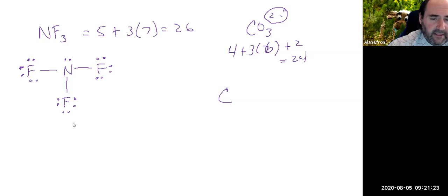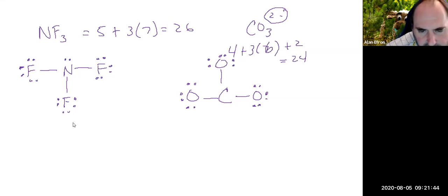Carbon should go in the middle as it is the least electronegative there. A single bond to everybody. That is 2, 4, 6. Again, 8, 10, 12, 14, 16, 18, 20, 22, and 24. At this point, we have used up all of our electrons. We need to make sure everybody's good. So 2, 4, 6, 8 for all the oxygen is good. The carbon, though, here is not good.